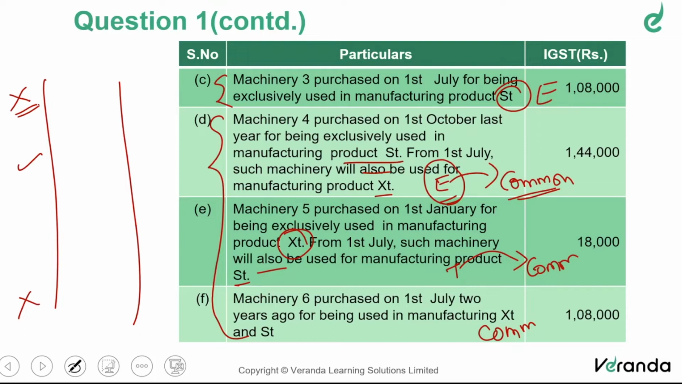Whereas now we are converting its use to common capital goods. Therefore, earlier not availed, now we have to avail because it is used for common purpose. Is it not? But can we avail completely? This machine number 4, from 1st July also used. I missed that. It is purchased 1st October last year.